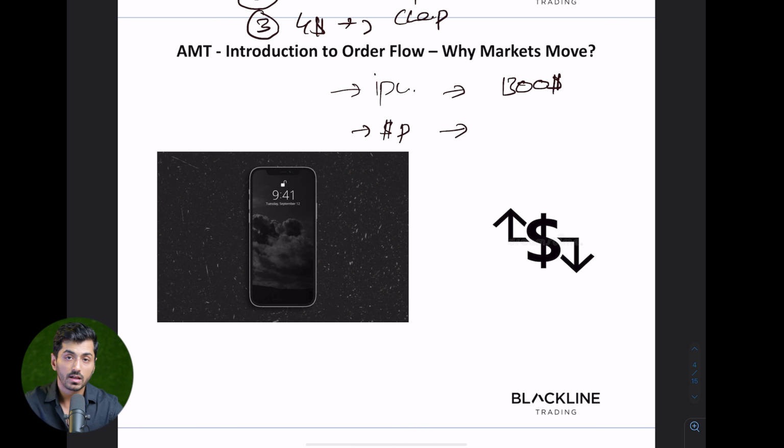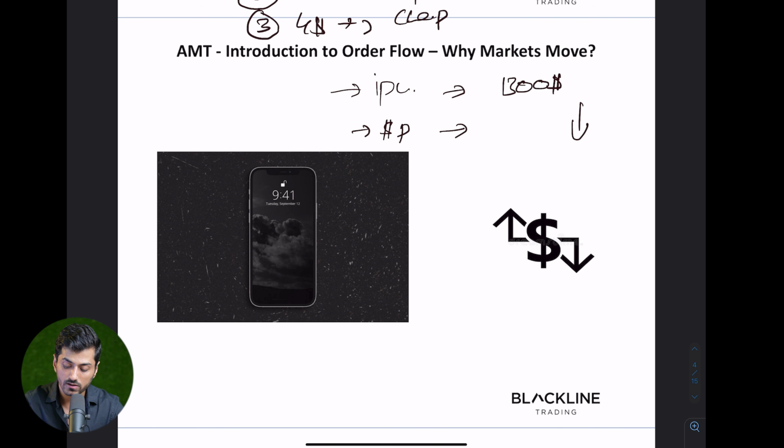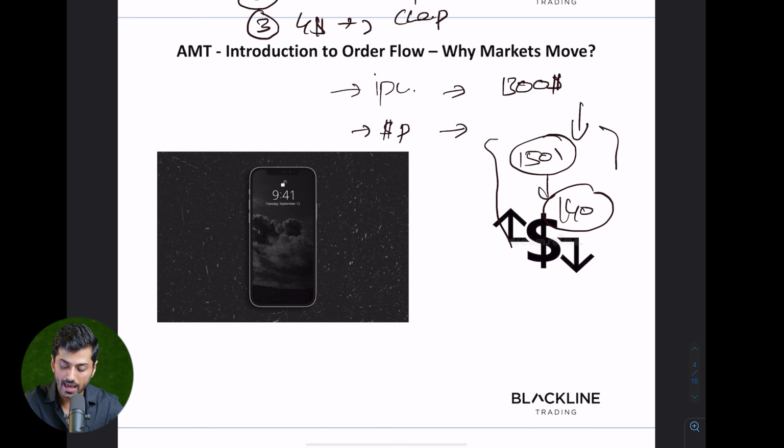What will happen? The stock price will go down heavily. Why? Because market participants will think that this new issue will create a problem for the demand, right? And let's say that the stock starts trading from 150 to 140, right? Now, what has happened in this case?